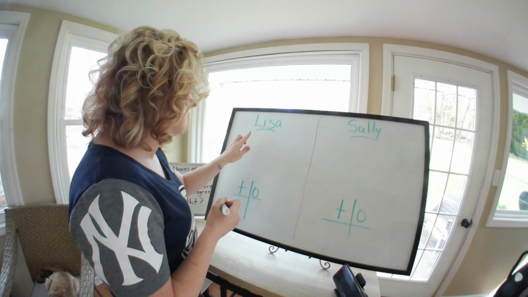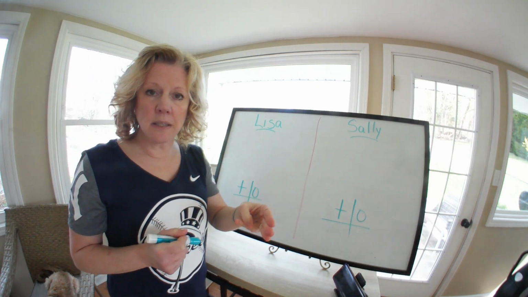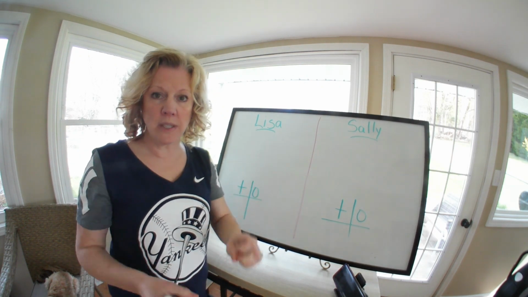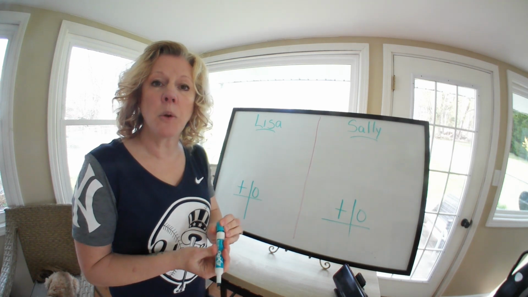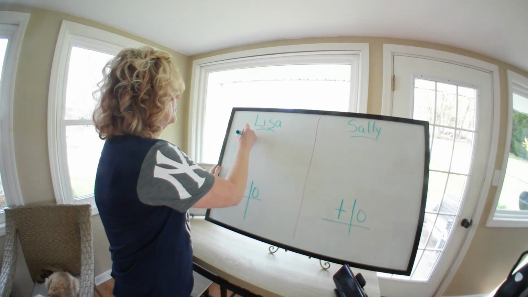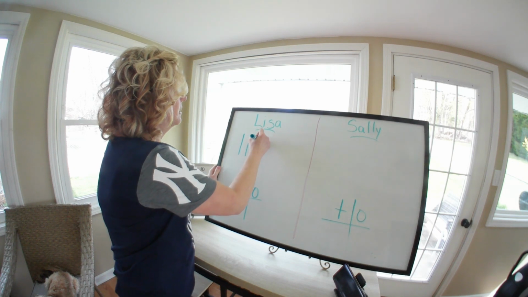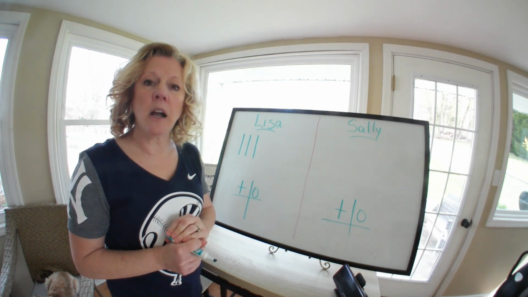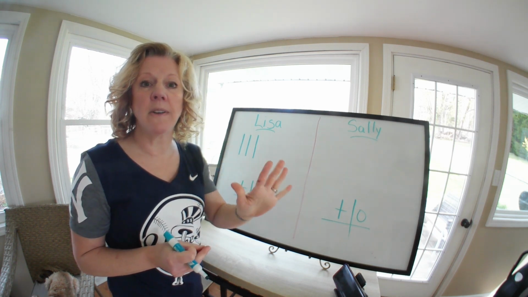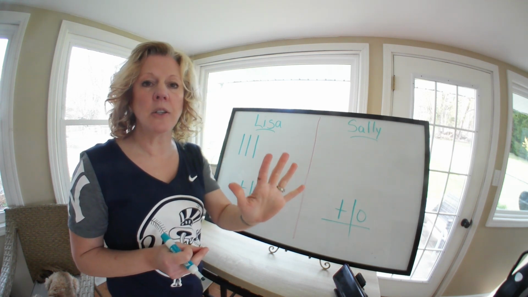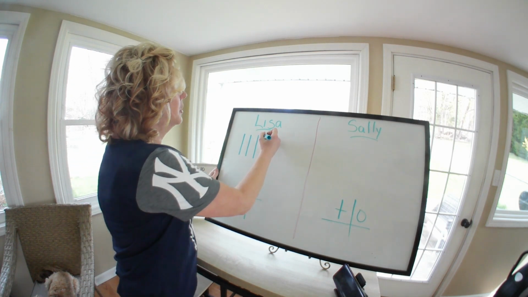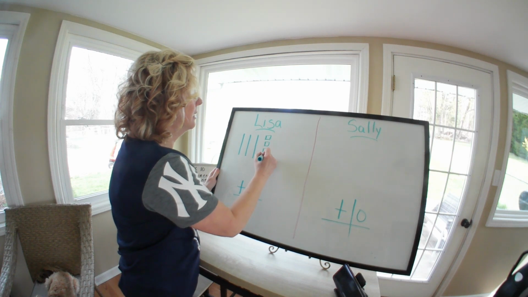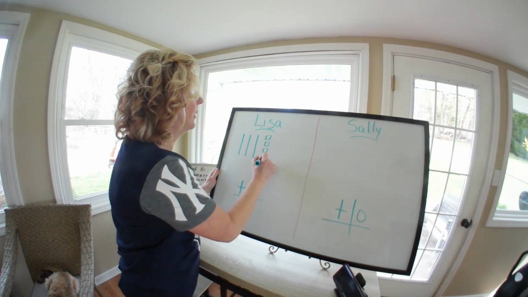So it said Lisa has 3 boxes with 10 crayons in each. To me, that sounds like we have 3 groups of 10. So I'm just going to make some quick tens. Here's 1 box, 2 boxes, 3 boxes of crayons. Now we have to make our ones because she said there's 5 extras. Well, we know that's not 10, so we have to just write them individually. So we're going to write them out: 1, 2, 3, 4, 5.